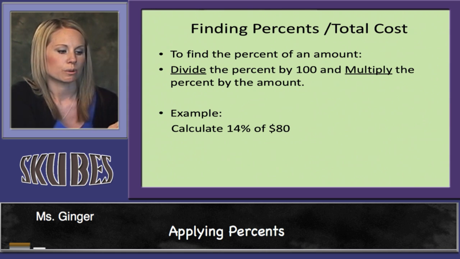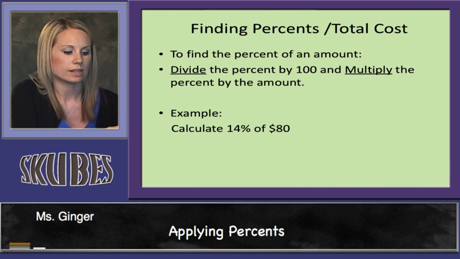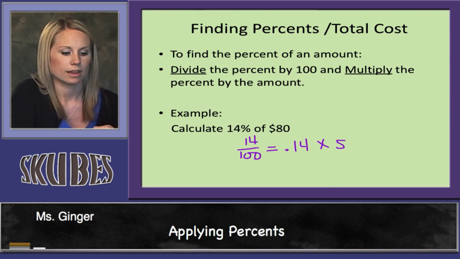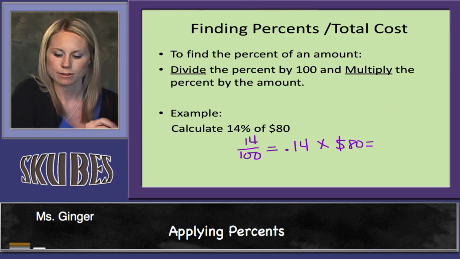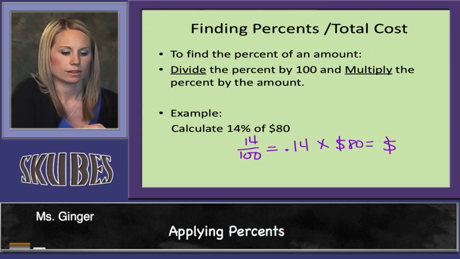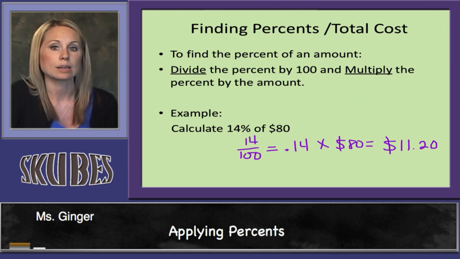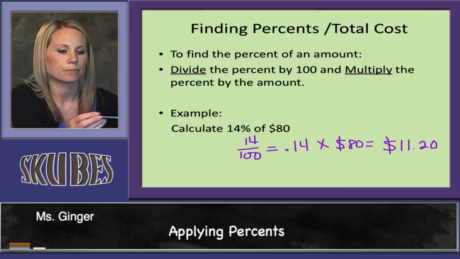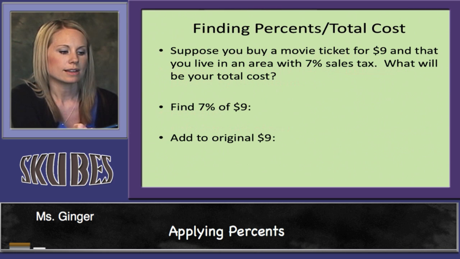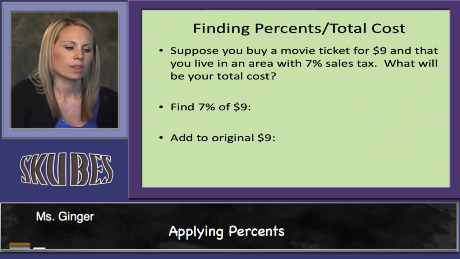Let's follow this procedure. What we would do is divide 14 by 100, which gives us 0.14. Okay, we're going to multiply that by our $80, and we'll have it. $11.20. We just found 14% of $80. You can find any percent of an amount using that method. Alright, so that's how to find them.